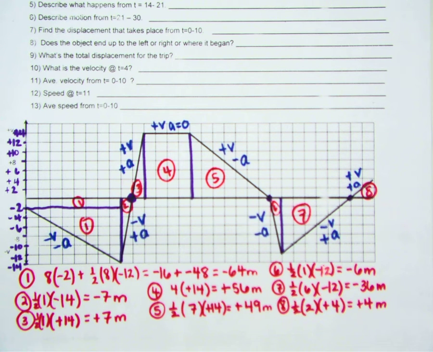So now we've described all of the motion that is happening with the object during each segment. Something else that you need to be able to do whenever you're looking at a v versus t graph such as this is find the velocity, instantaneous and average, find the displacement, find the distance, and find the speed, both instantaneous and average. Another thing that you should be able to calculate on this type of graph is the acceleration, which is the slope.